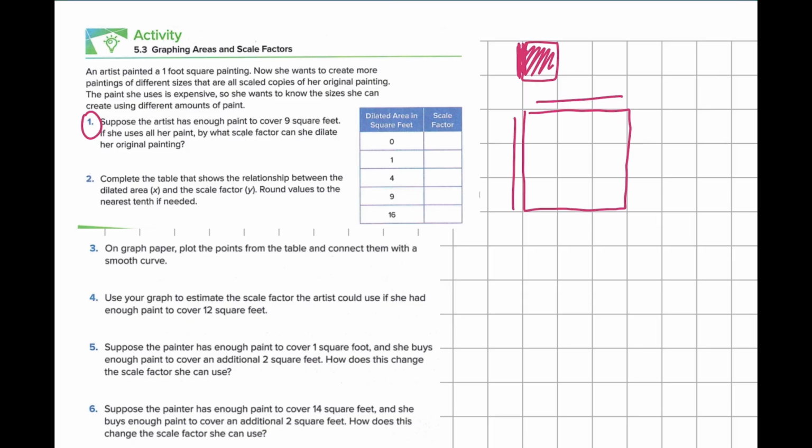So here's your original. We're going backwards. So before we had the scale factor and we squared it and multiplied it by the original. Now we have the new, and we're just going to take the square root of it. So take the square root of these. Answer those and come back to me.